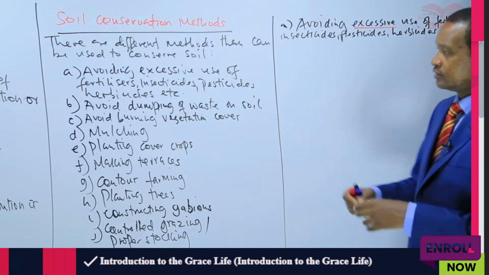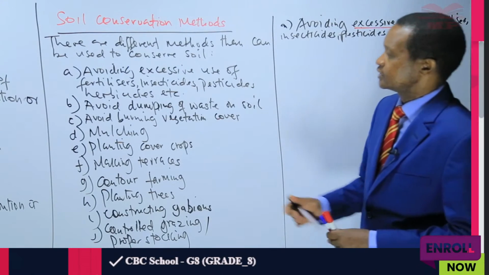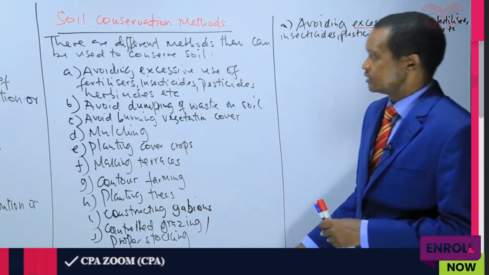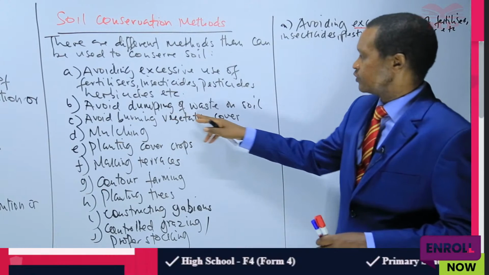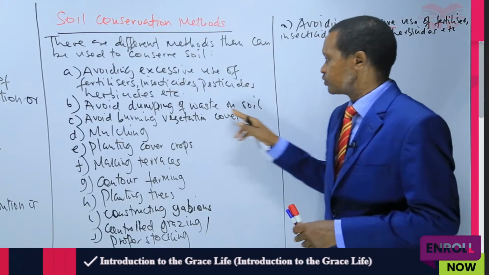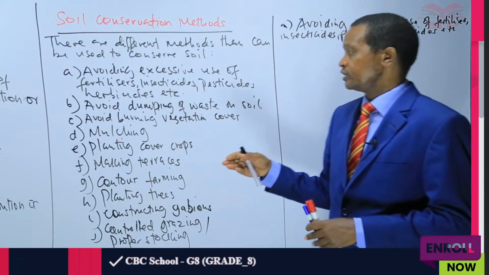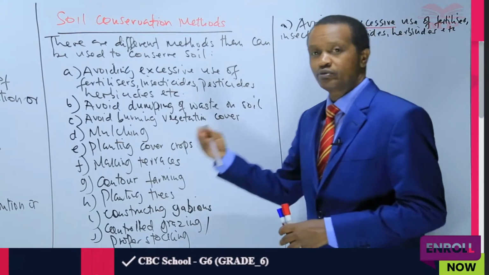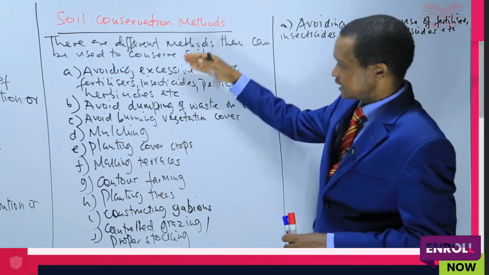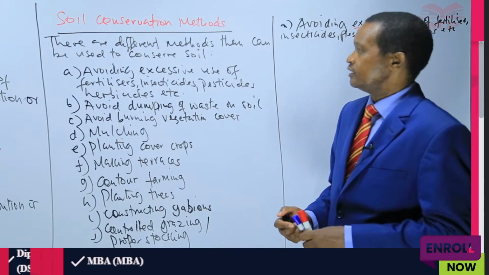In our subsequent lessons, we are going to discuss in detail the other methods of conserving the soil, that is avoiding dumping of waste on soil, because this dumping of waste on soil can be done by industries and factories. They can also be done by people, domestically. So we will be discussing all these other methods in our following lessons.